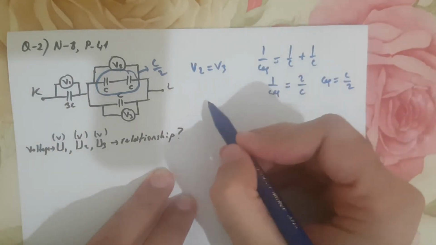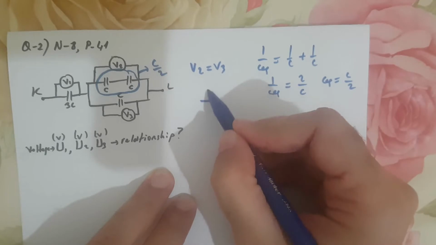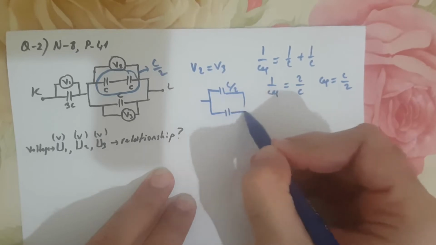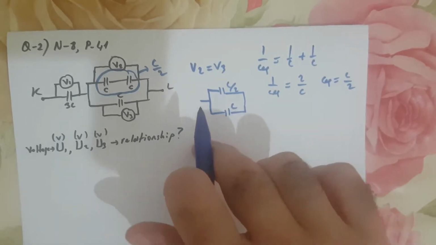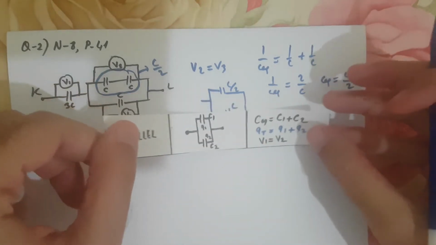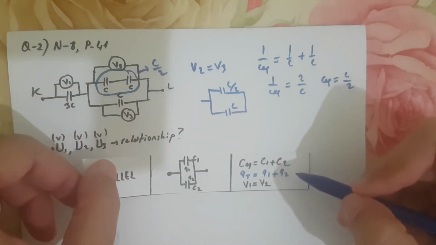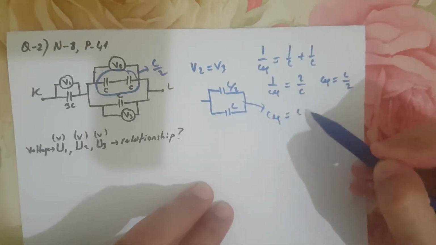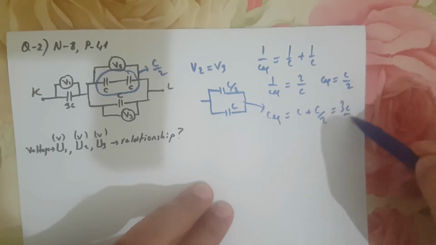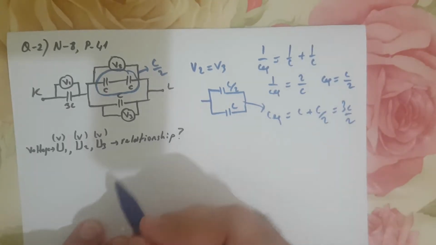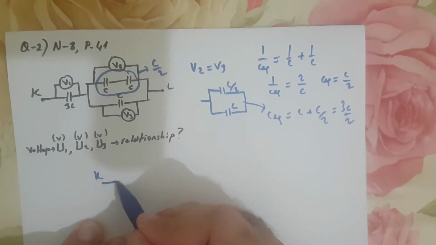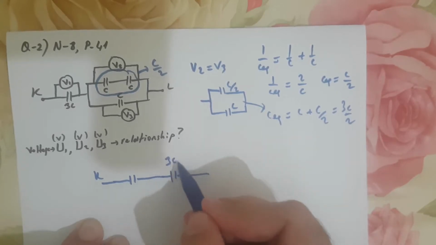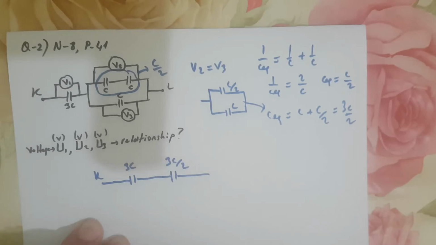Now in our new circuit, the parallel branch becomes C over 2 and C. What happens if they are parallel? We just add, as you see, C1 plus C2. So the C equivalent here, C plus C over 2, becomes 3C over 2. And then when we write the new circuit, it becomes like that. So this one is 3C over 2, and this one is 3C.